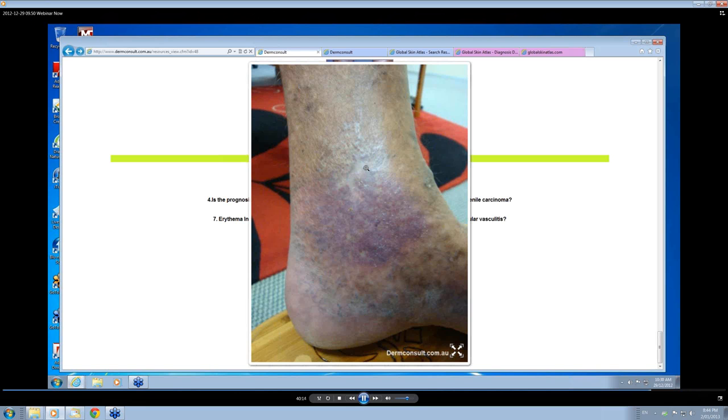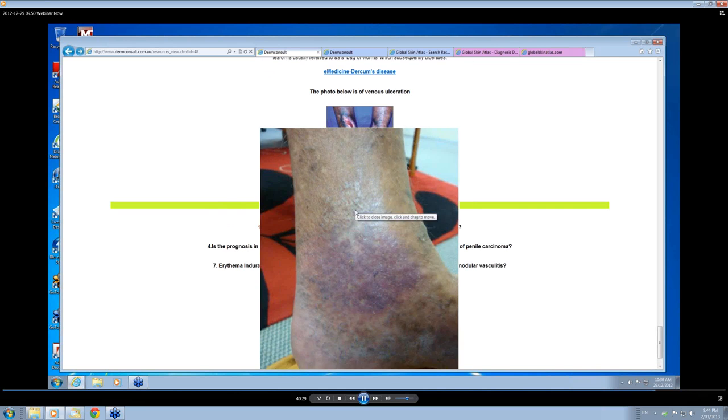Typically it's on the inside of the ankle, like this, and the surrounding skin may well be hard. There may be a degree of lipodermatosclerosis there, with collagen and scarring under the skin. And you don't want to biopsy these because they're just the devil to try and heal.